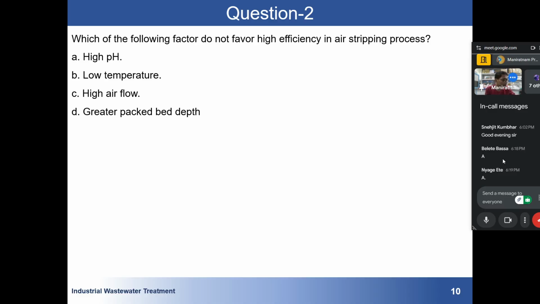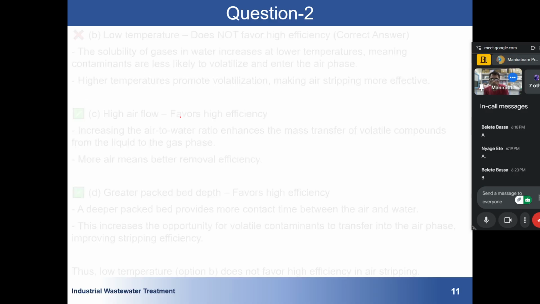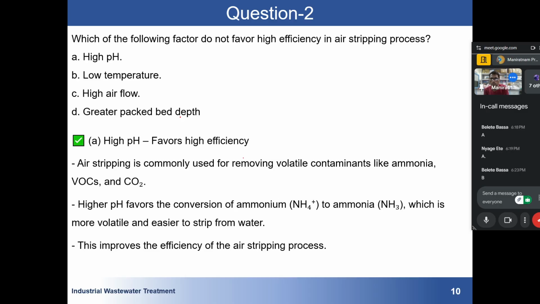Anyone? Okay, no problem. The correct answer is B. Then I will be discussing the options one by one, okay?